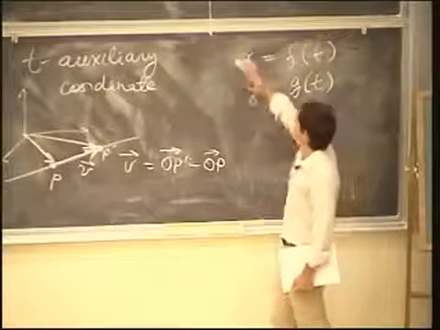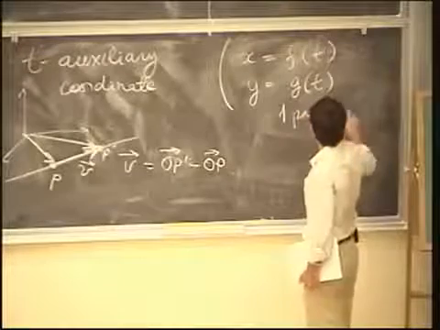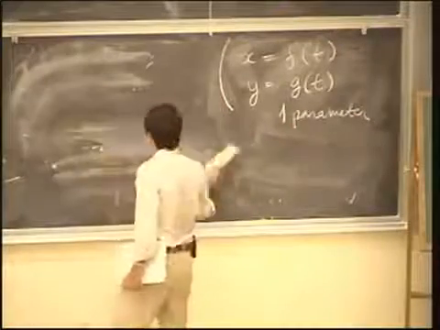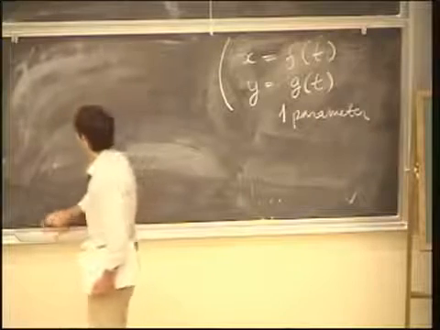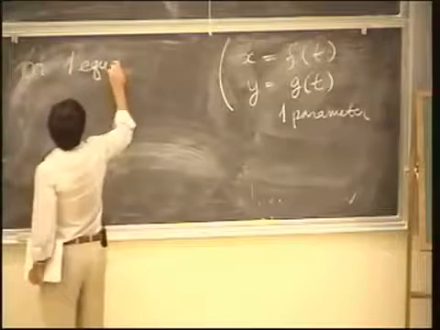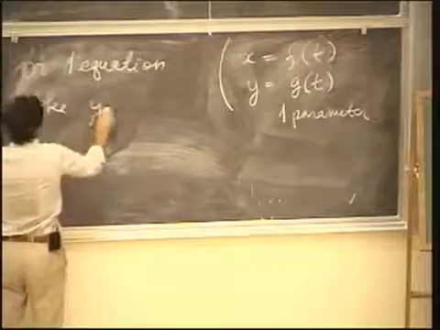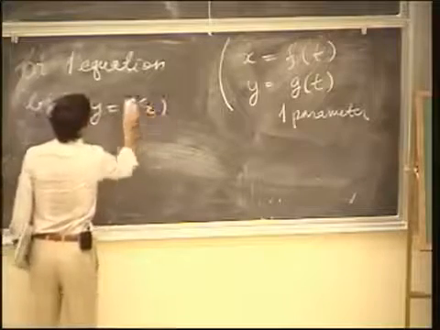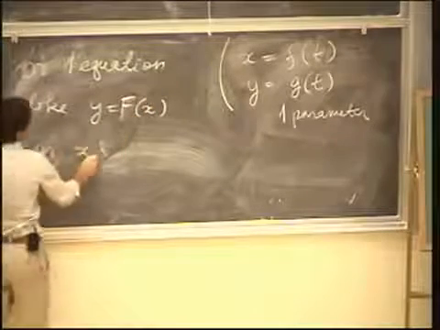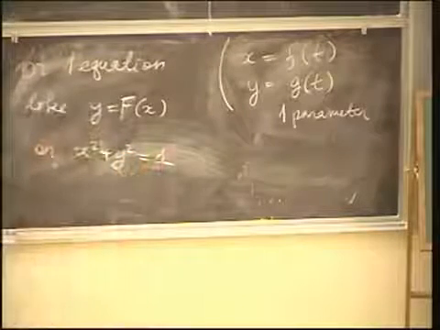This is the first way, when we have one parameter. But then there is also a second way in which you have one equation. Like y equals f of x. Maybe let's call it F capital to not confuse it with that. Or the favorite equation for the circle, x squared plus y squared equals 1.